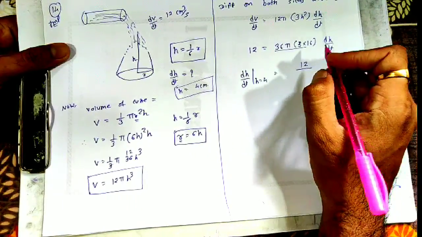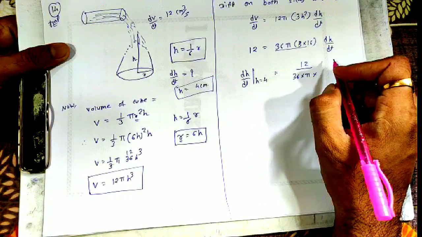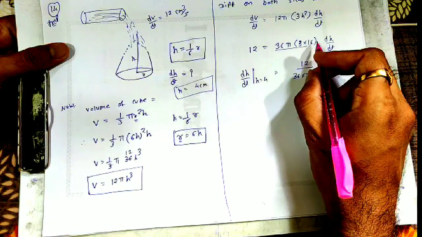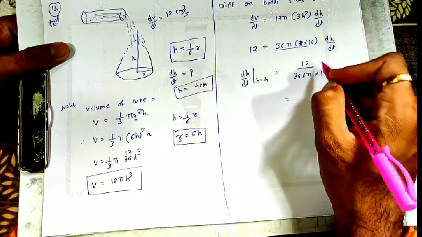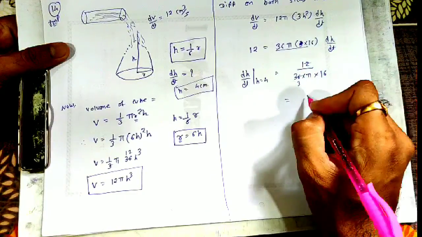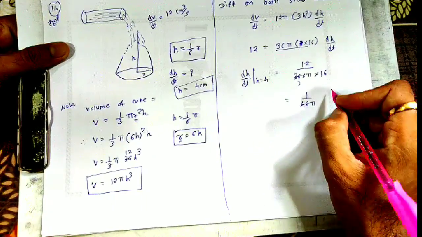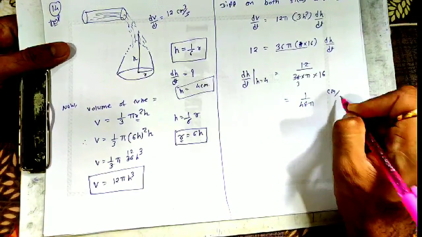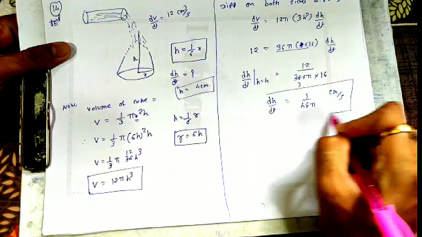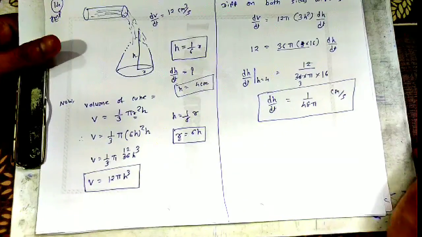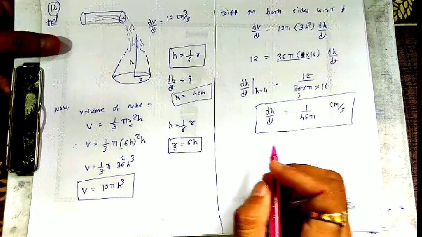So it's 12 upon 36 pi into, ये मल्टीप्लाई कर दिया 6 तो ये रहेगा 16. So this is equal to 12 3s are 36, 1 upon 3, 16 3s are 48 pi. 48 pi, which is centimeter per second. So rate of change of height is 1 upon 48 pi centimeter per second. Clear? Students, clear?